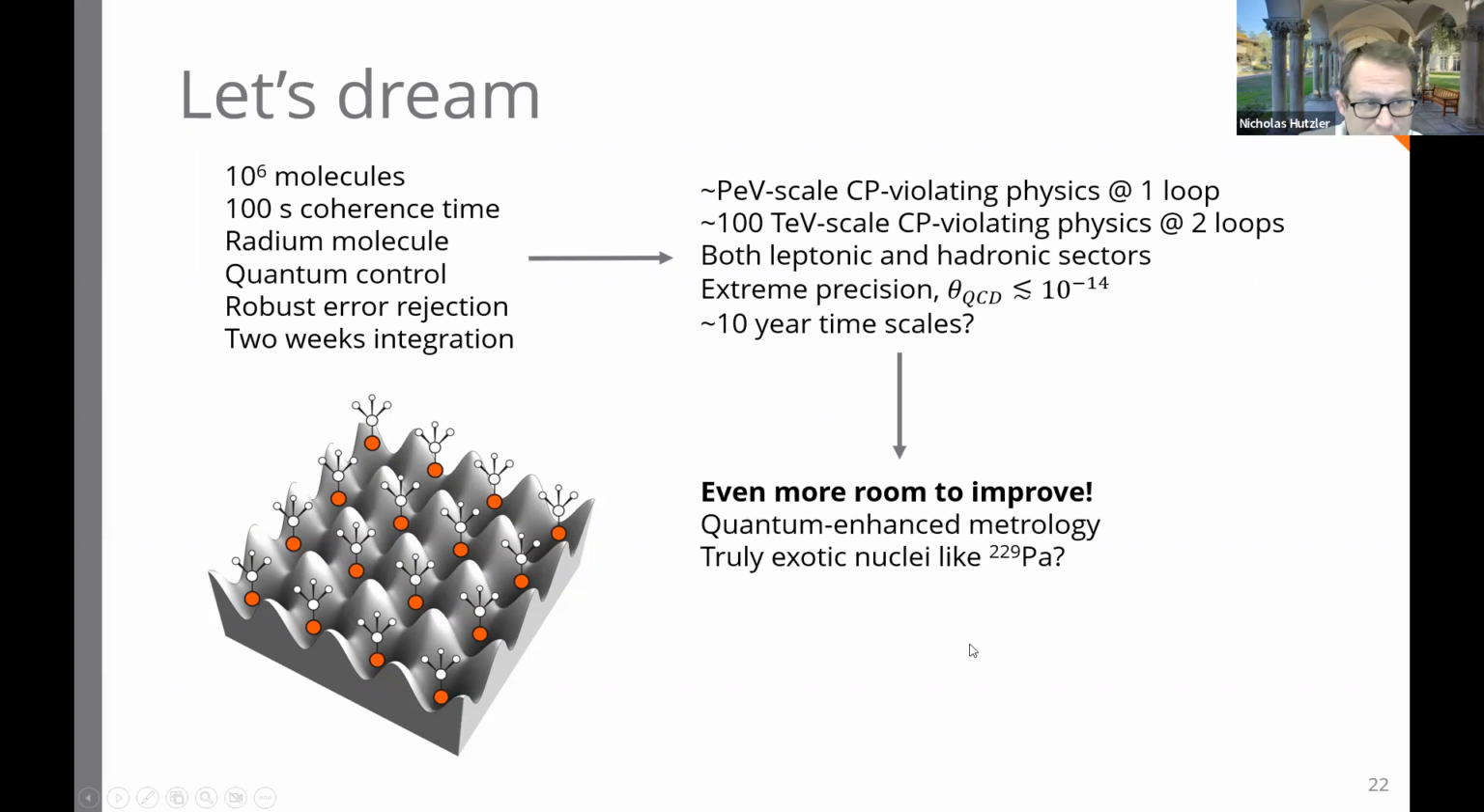And then there's even more speculative ideas. There's room to improve on this. You could start thinking of doing quantum enhanced metrology. These numbers are based on just the uncorrelated shot noise limit, with no spin squeezing or anything, which, how would you do that? I don't know. Or replacing this with some really exotic nucleus like protactinium. So, there's a lot of fun to be had maybe in this kind of weird radioactive molecule area.